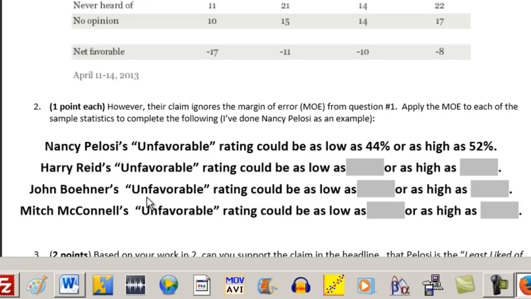Boehner down here could be as low as, let's see, he's at 41, so he might be as low as 37, or could be as high as 45. And that is meaningful. Down lower, we'll come back to that. Mitch McConnell's unfavorable rating. Let's see, Mitch is over here at 34, so his unfavorable could be as low as 30 or as high as 38. So that's just adding and subtracting 4% from each of those sample statistics.